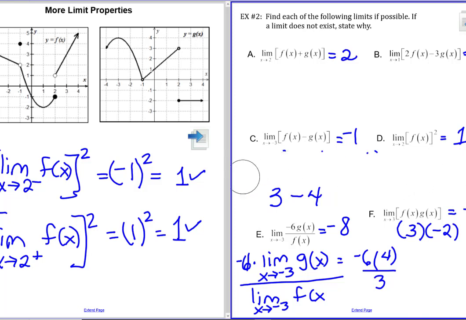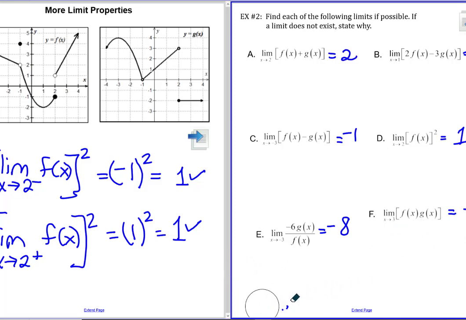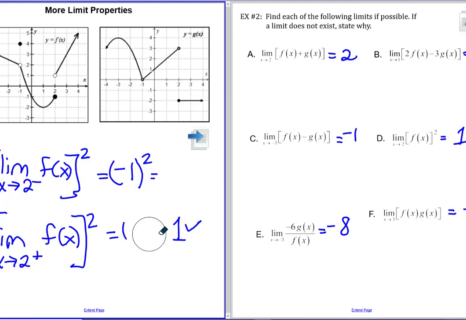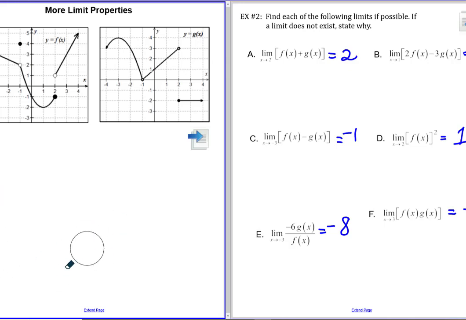Letter D was the more complicated of those 6 examples. So here, just cleaning this up, these are our final results here. 2, -10, -1, 1, -8, and -6.